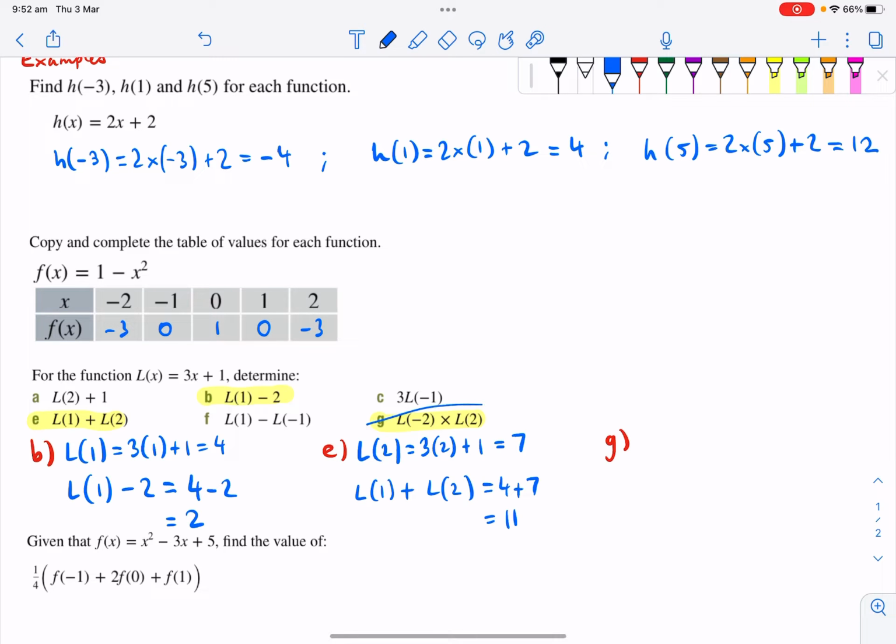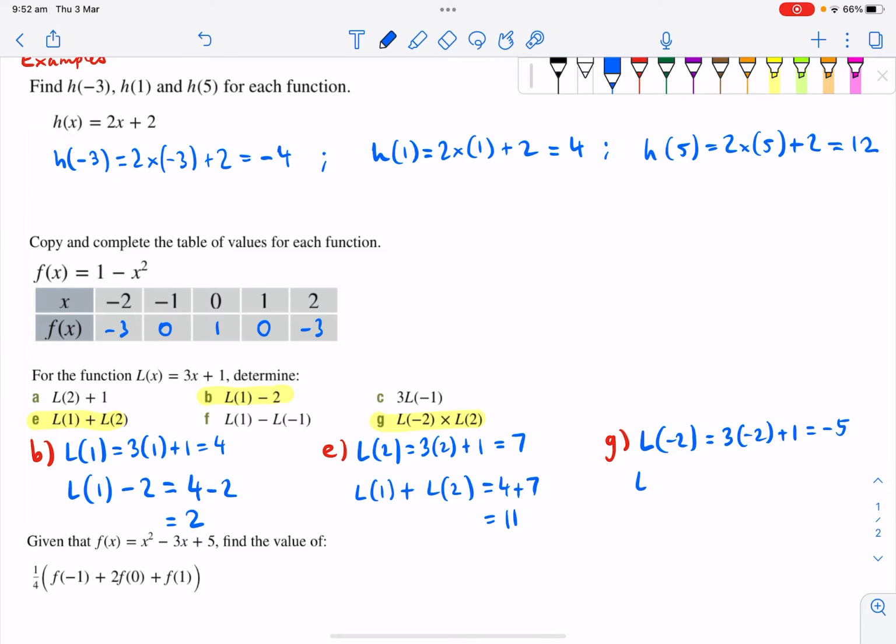And then finally, L negative 2 times L positive 2. I have L positive 2, I just did it from that question. So all I need to calculate is L negative 2, and I'll be doing that from the same equation. So for L negative 2, we chuck negative 2 into the x there. So that's 3 times negative 2 plus 1. That will give us negative 5. So negative 6 plus 1 is negative 5.